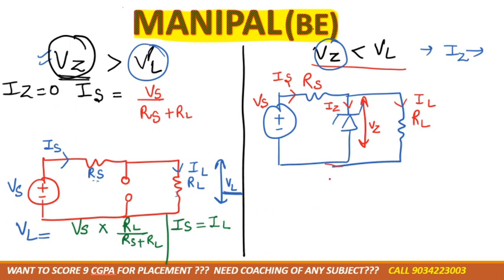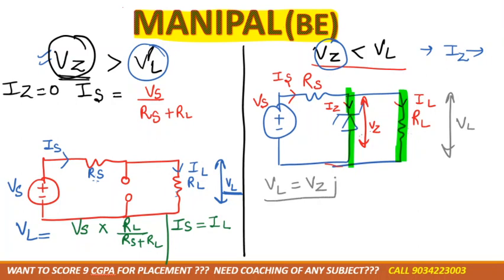Understood? So in this case, as you can see, these two things are connected in parallel, right? So first again we need to calculate the voltage VL, that is what we want. As you know, in parallel the voltage is always the same. So can we say that VL is equal to VZ? Next thing we'll have Is is equal to Iz plus IL.